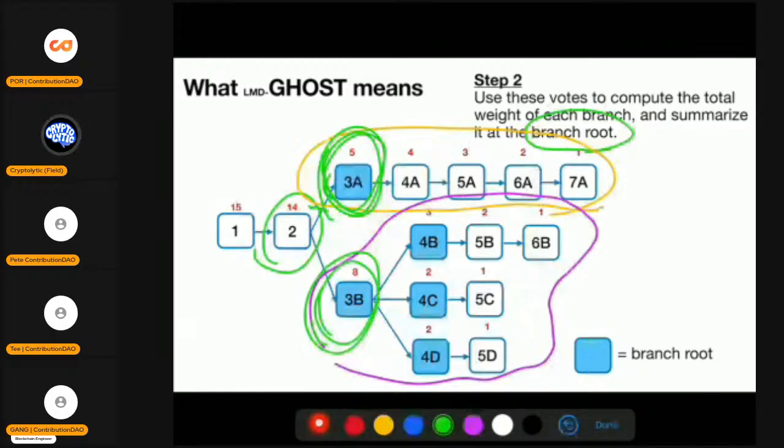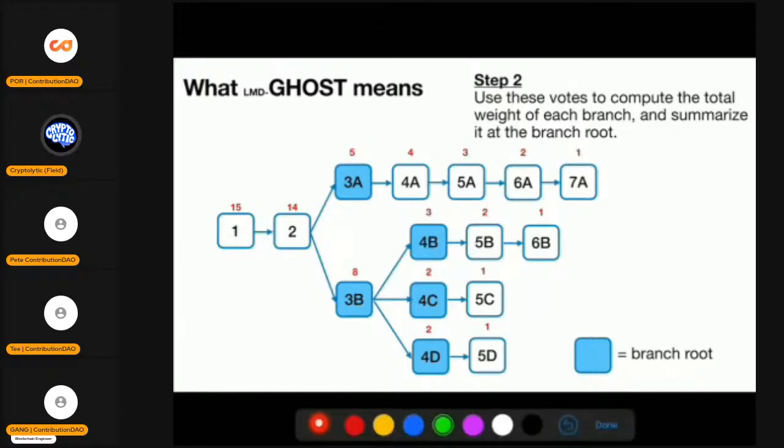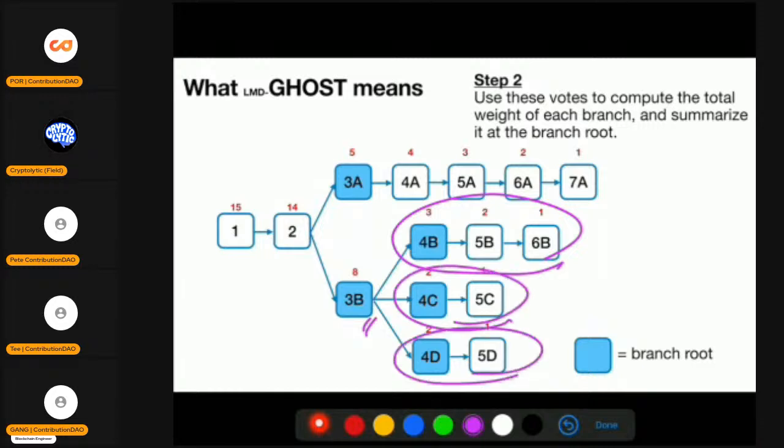purple branch is 3B, and let me delete it. And then you have another branch here from 3B, this one, and this one, and this one is going to be the branch root as well, because it is the first block of this branch, and 4C is the first block of this branch, and 4D is the first block of this branch.